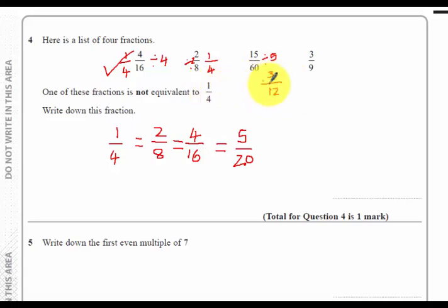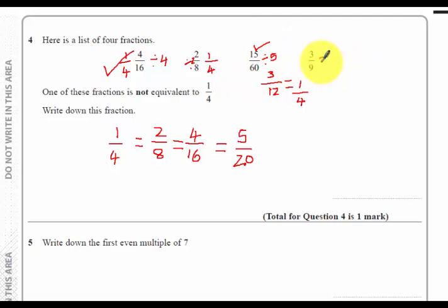3/12 doesn't look like 1/4 at the moment, but you've got to check to see if there's anything else you can divide it by. 3 goes into both of those numbers. 3 divided by 3 is 1. 12 divided by 3 is 4. And I've got my 1/4 again. And just check the last one to make sure you haven't made a mistake somewhere.